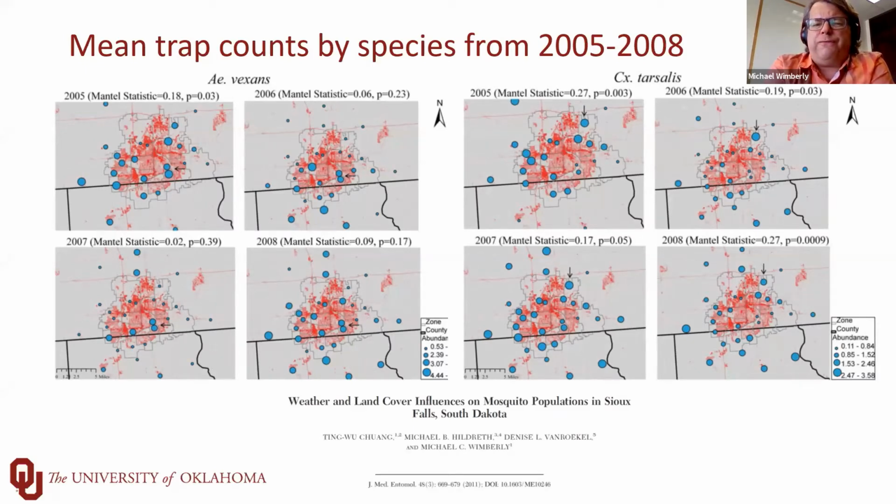It looks maybe like with Aedes vexans, we have some bigger circles closer into Sioux Falls, which is the red area there, the city. With tarsalis, it sort of looks like we might see some larger circles outside the city, but it's difficult to tell. So we need to get in here and crunch some numbers to look at these relationships.